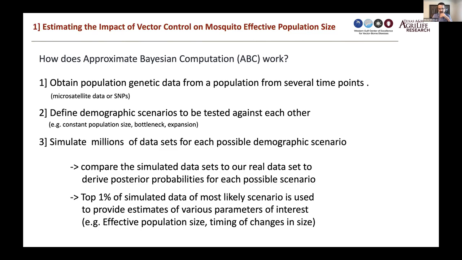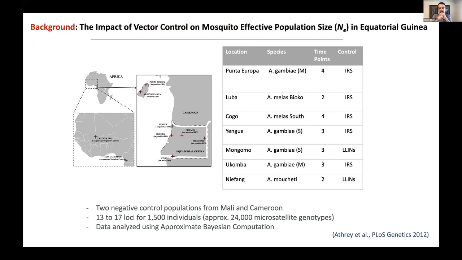And so the inspiration for this work was really previous work that we've done in Equatorial Guinea. So I want to briefly go over that really quick so that you can get an idea of the possibilities of these tools. In Equatorial Guinea, we looked at 7 populations on both Bioko Island and the mainland, including several species of malaria mosquitoes that were controlled either through IRS or LLINs in really organized control campaigns. And we got time points from the start of the control to several time points afterwards.